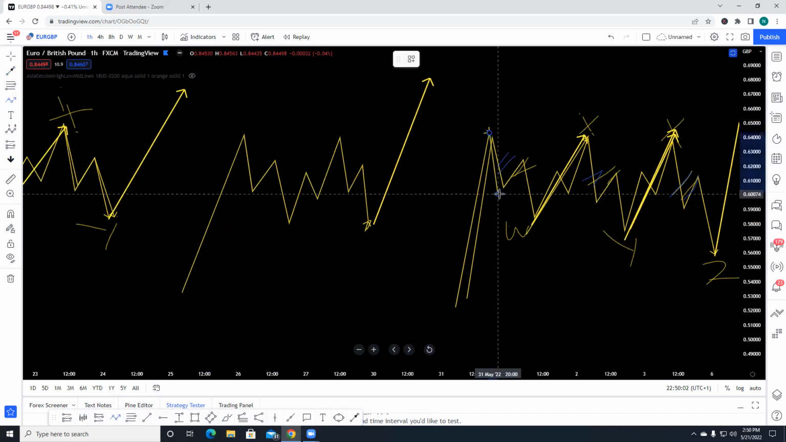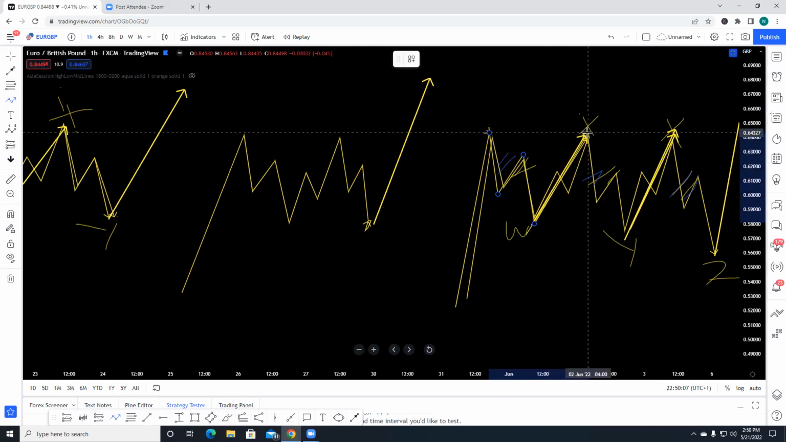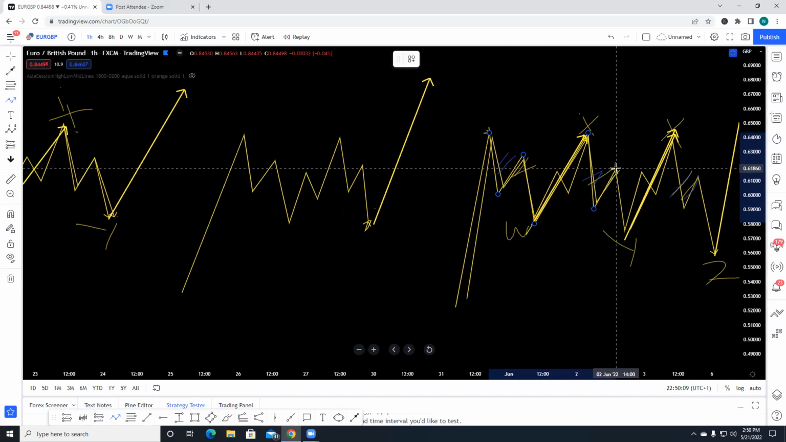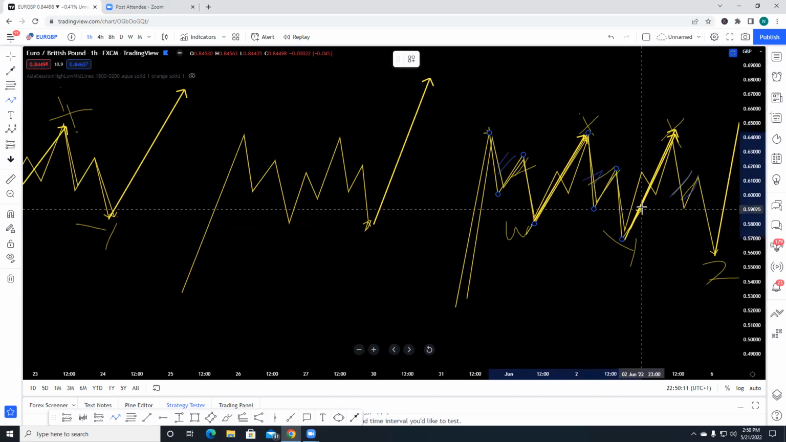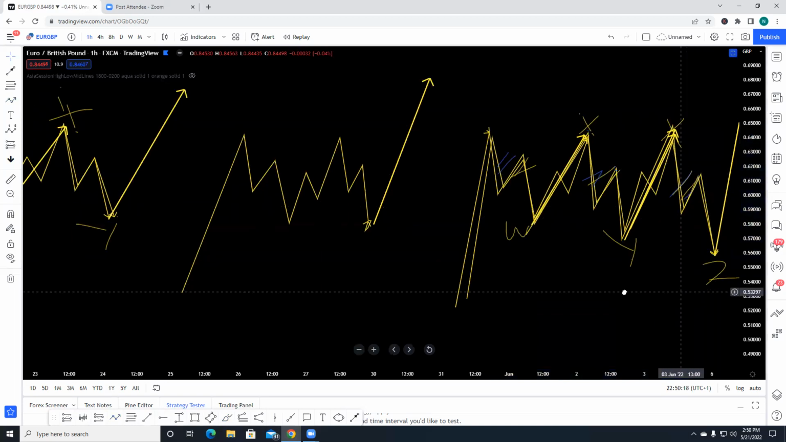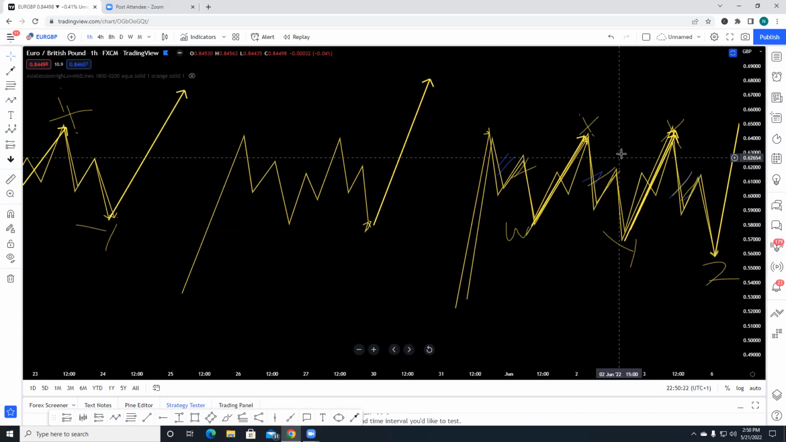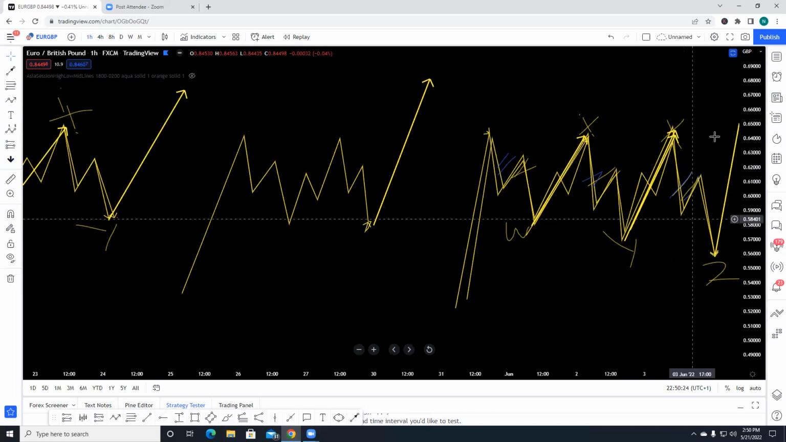This is one, this is two, this is three. The whole of this one is four. This is five, this is six, this is seven. The whole of this one is eight. This is nine, this is 11, this is 12. Is it supposed to be 12? Let's go again. One, two, three, four, five, six, seven, eight, nine, 10, 11.